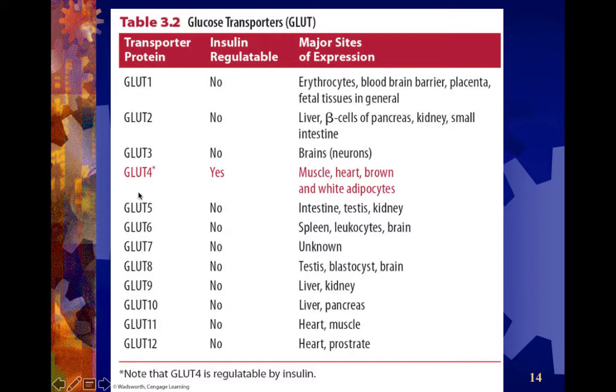GLUT4 is different. It's got an asterisk. It's written in red because GLUT4 is the only GLUT that is regulated by insulin. We've talked about GLUT4 before and how it works. But for us, we're going to say GLUT4 is in muscle cells and fat cells. Muscle cells and fat cells. When insulin goes up, their GLUT4 activity increases and they can facilitate the transport of more glucose into the cell.